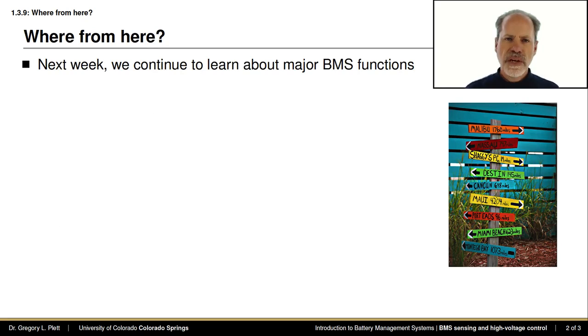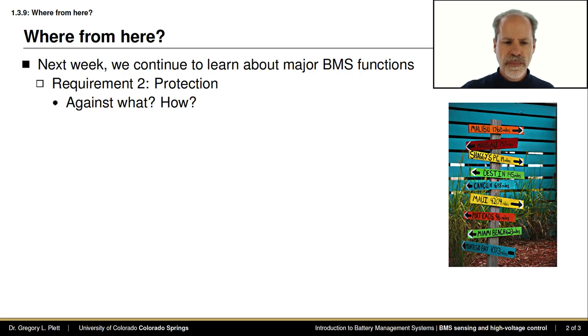Next week, you will continue to learn about the major battery management system functions. We continue by looking at each requirement that has already been identified and studying these requirements in more detail in order. So we start by looking at the second requirement, which has to do with protection, and ask, what do we need to do to protect the battery pack and to protect the user? How do we actually do it?